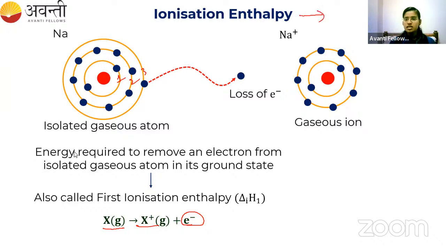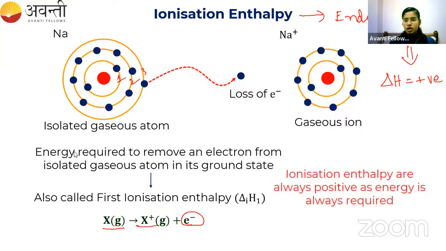Ionization enthalpy is an endothermic process because the energy is absorbed by the atom. If it is an endothermic process, then the delta H value, the change in enthalpy, will always be positive. So ionization enthalpies are always positive, as energy is always required. Clear for all of you? Any doubt from this?